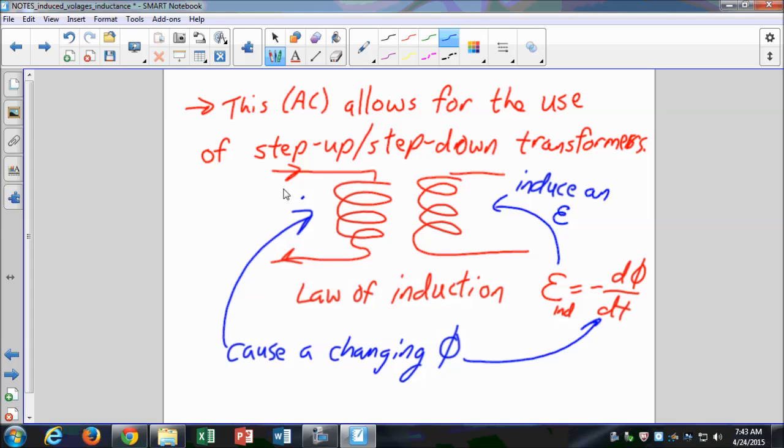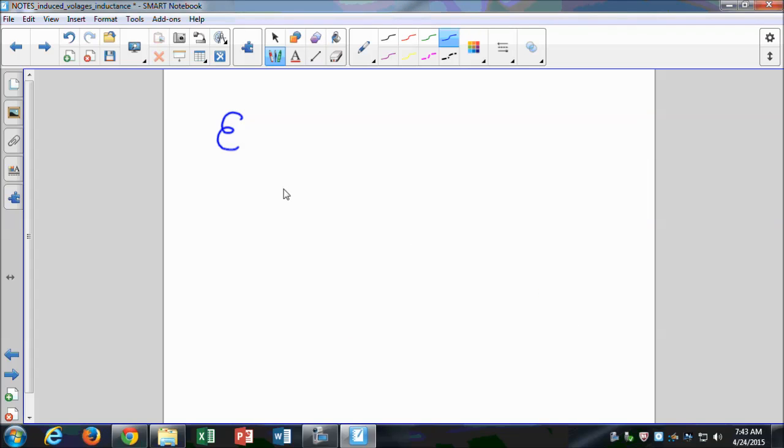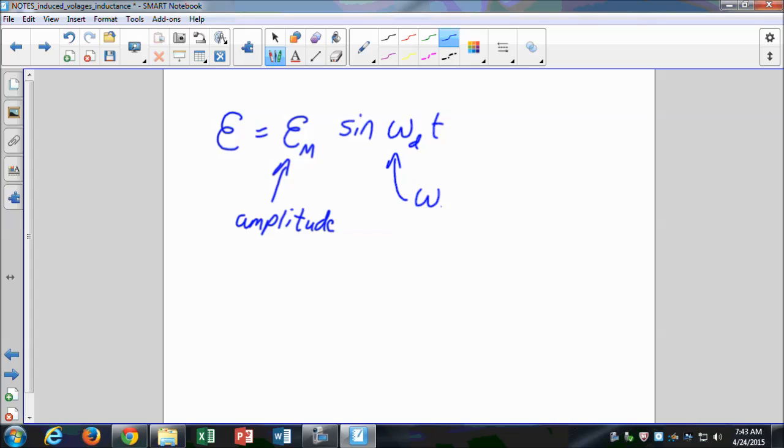All right. Now, for our AC electricity, we describe the EMF in this way. It's pretty important. Our EMF is equal to our maximum EMF, our amplitude, of our function, times the sine of omega d times t. This omega d is the driving angular frequency.